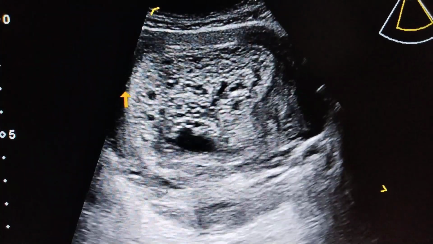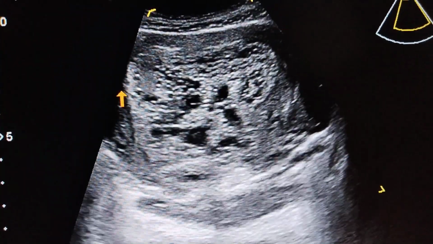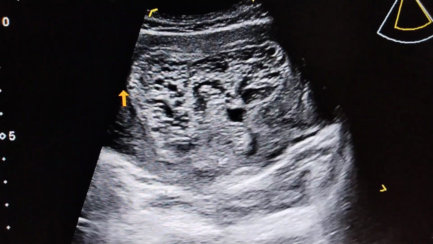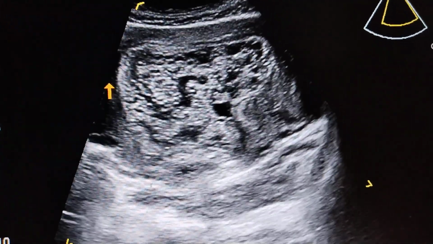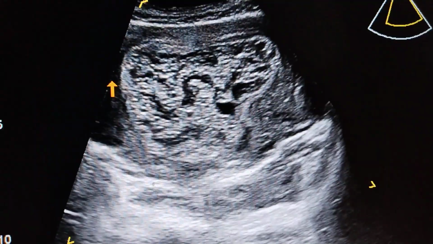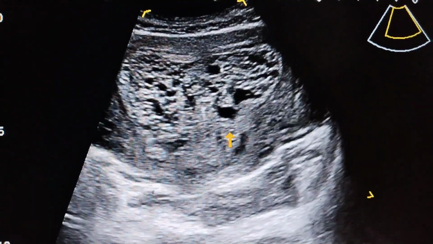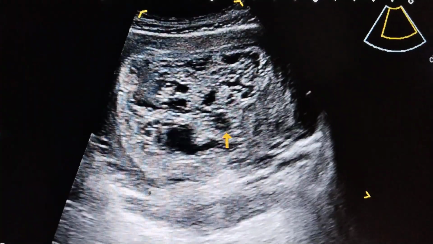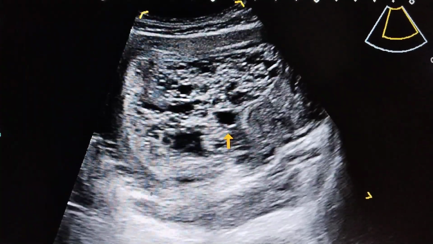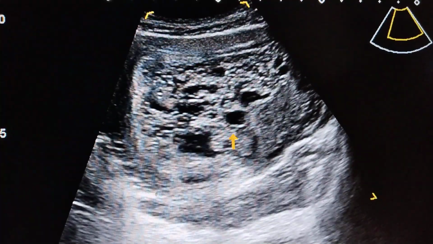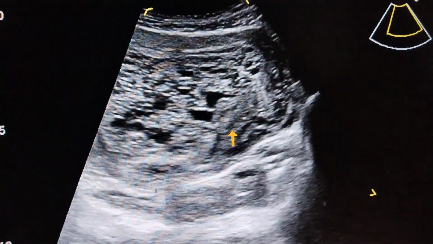Look here. Whenever we come across such a picture and amenorrhea is also present, and we can't appreciate any fetal poles or yolk sac, we can clearly diagnose this case as a complete molar pregnancy.